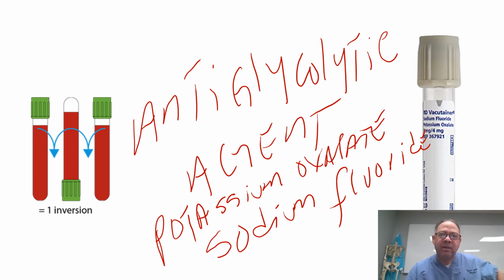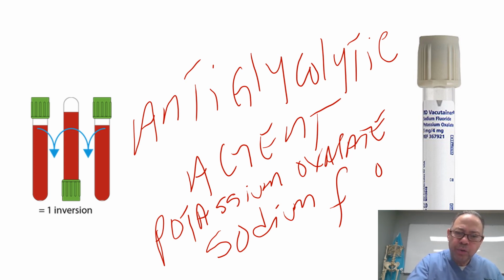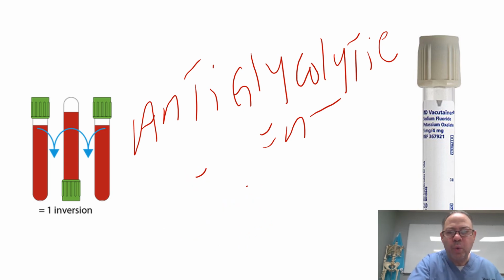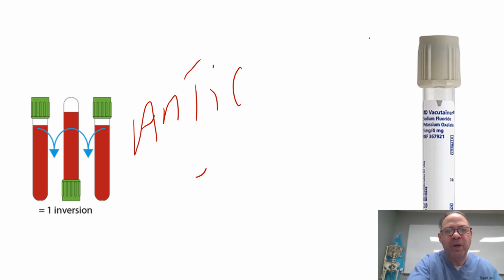And guess what? That's not inside the syringe. It's inside only the gray tap tube. ¿Y qué tú crees? Esto que evita la glicólisis solamente está en el tubo de la tapa gris. So, if they are taking your blood with syringe, they are contributing already to a wrong or inaccurate test result in terms of your glucose level.